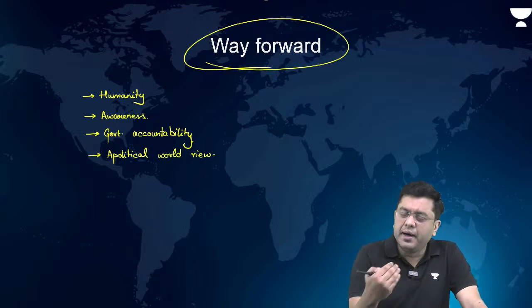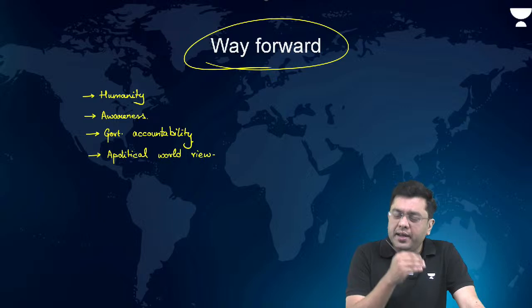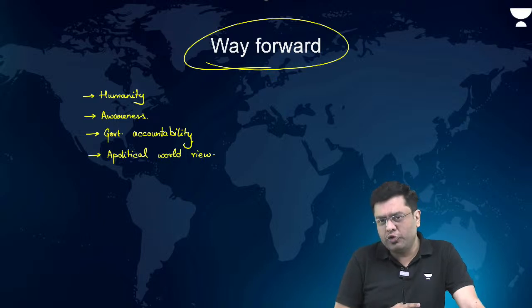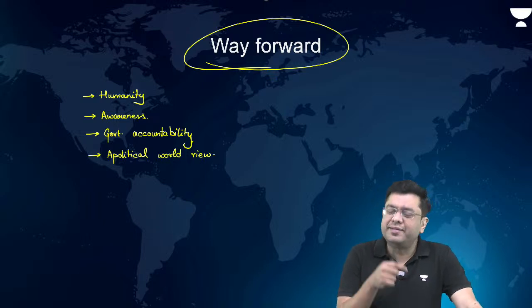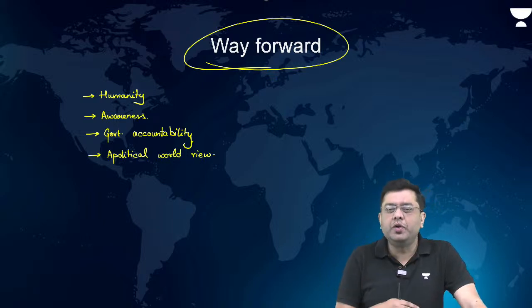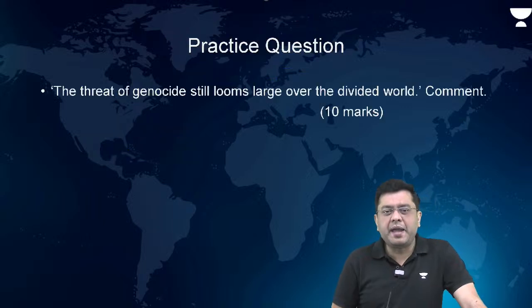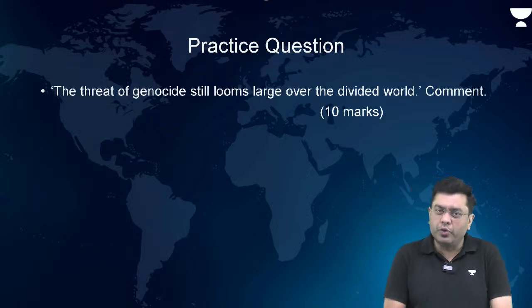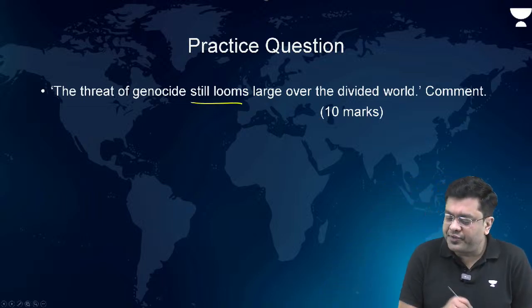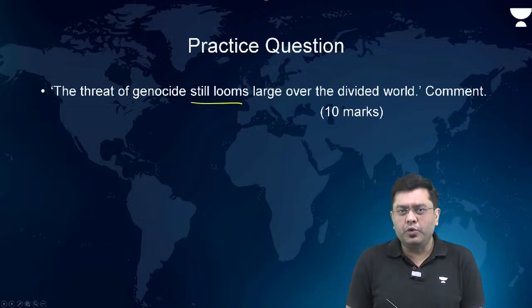Now, something similar has occurred in Cambodia, in Rwanda, in terms of even Bosnia, and that has also impacted a large amount of population. Then we looked at the similarities with the present day geopolitical context, and eventually we take a look at the way forward. From here, you can definitely expect a mains type of a practice question, so I urge you to try to write about it. The threat of genocide still looms large over the divided world.